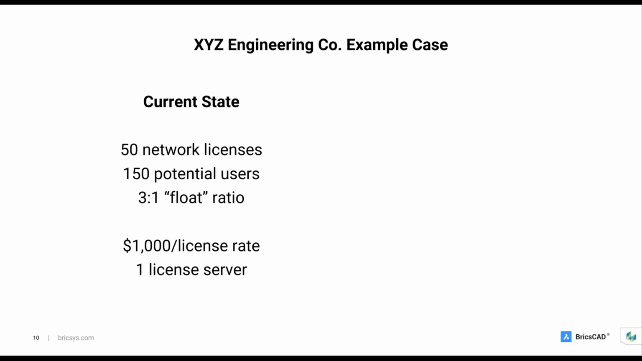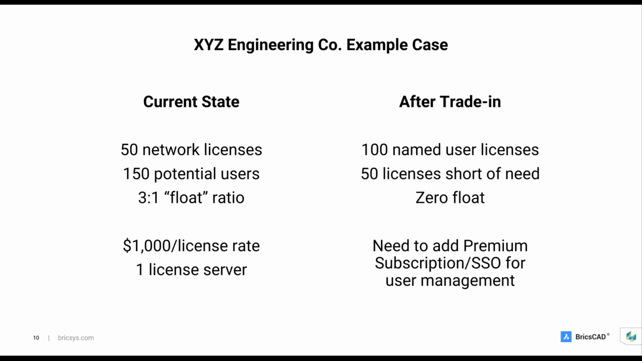Okay. So now let's take a look at what's going to happen to those folks after the trade-in program. At trade-in time, their 50 network licenses become 100 named users, which will leave them 50 users short. So they're going to have to acquire 50 additional licenses. Remember, there's no wiggle room. There's zero float in this deal. One user, one license, that's it.